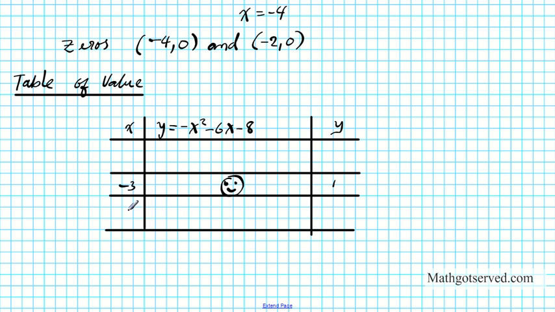We're going to pick a number before and after. If I pick a number before negative 3 and a number after, I'm going to end up with negative 4 and negative 2. But these two are already taken, so I need to pick something else. So instead of going 1 up and 1 down, I'm going to go 2 steps back and 2 steps forward, because if I go 1 step back and forth, I'm going to hit points that I already have. I don't need those. I need more points.